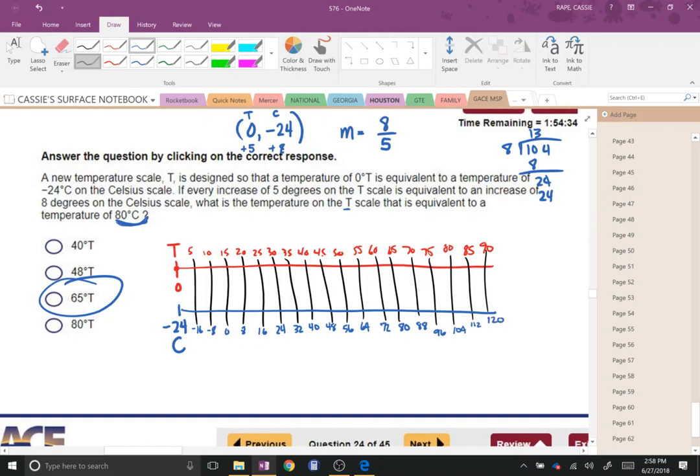Okay. It's asking about 80 degrees on the C scale. And if you look right here, that's 80 degrees. What does it equate to? 65. And so that's another way that you could have solved that same problem.